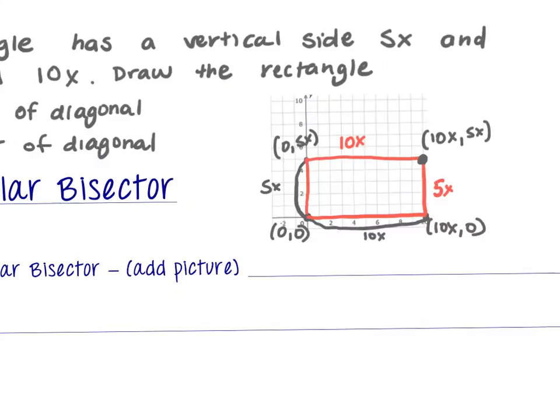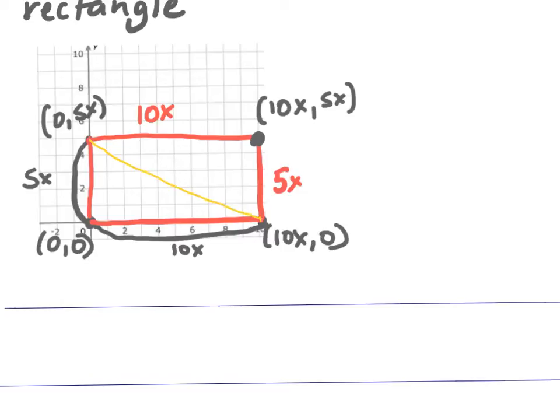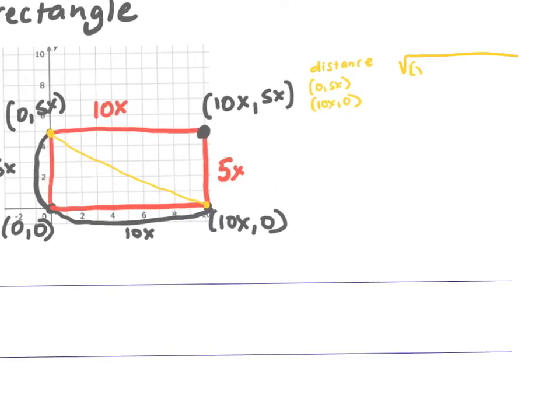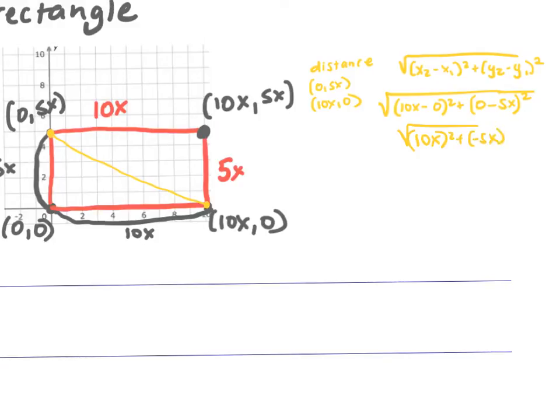So then if it asks for the length of the diagonal, let's say here, there are actually two ways to do it, because you could use the Pythagorean theorem. But you could also just find the distance between those points, right? So length is the same thing as distance. Given 0, 5x, and 10x, 0, the formula for distance is the square root of x2 minus x1 squared plus y2 minus y1 squared. x2 would be 10x minus x1 is 0. y2 is 0 minus y1, 5x. And I get the square root of 10x squared plus negative 5x squared.